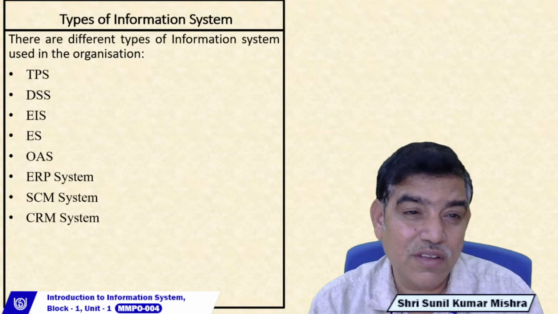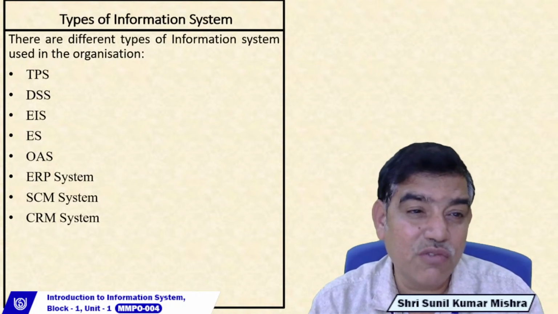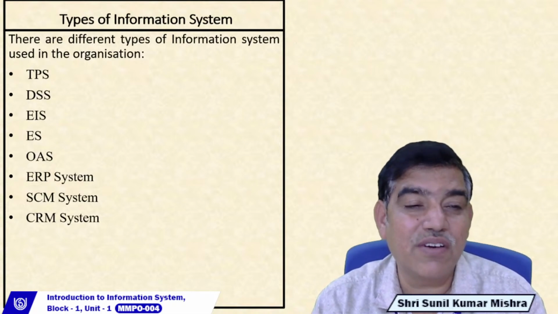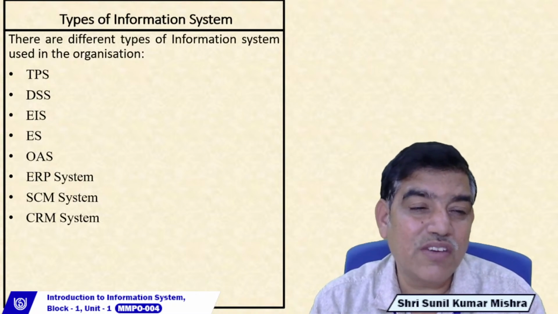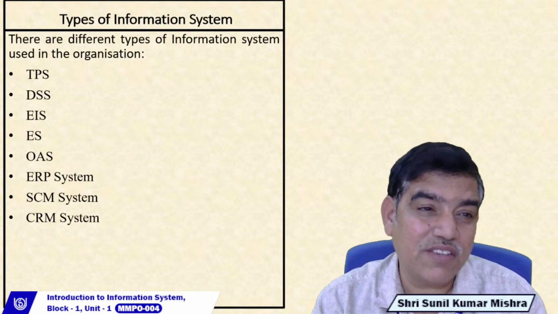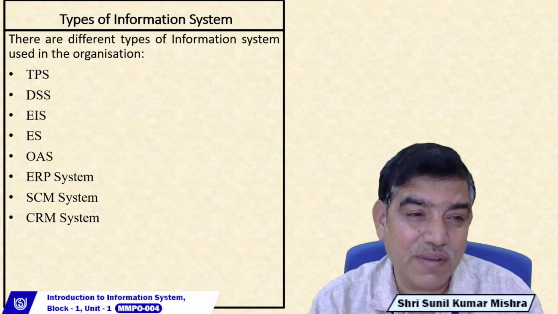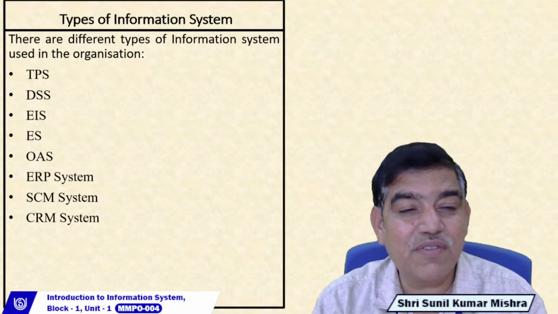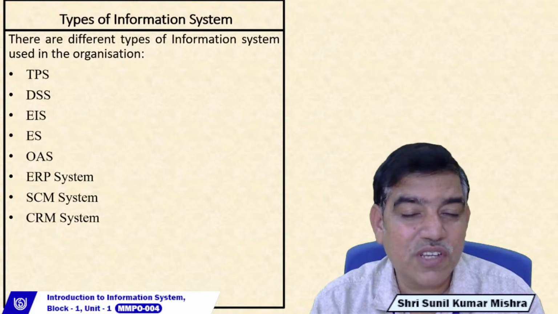Either we open a new branch in a new city or not. These types of decisions are taken by the top level people, and they need the information system known as the EIS. On the basis of TPS and DSS database, the top level people process the data and take the strategic decision. So EIS helps the top level people with strategic planning.